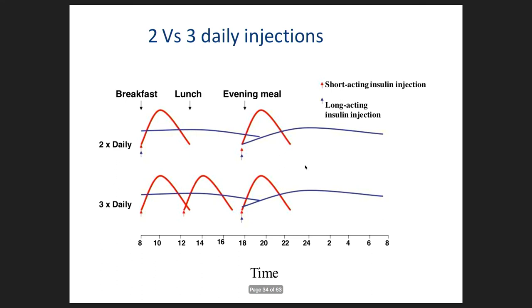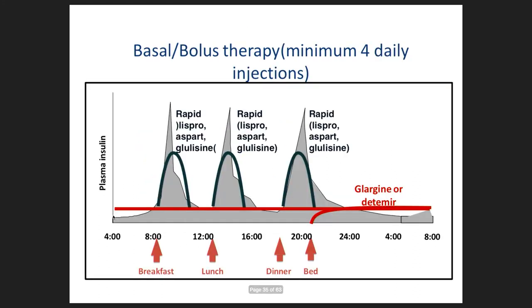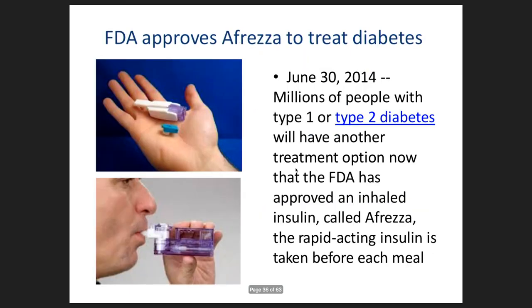And this is the twice per day injection, and we could have 3 times per day injection, but the most recommended method of giving insulin therapy is what is called basal bolus therapy. Basal bolus therapy, in brackets, minimum 4 daily injections: the bolus with food, and the basal once per day, so a total of at least 4 injections per day.